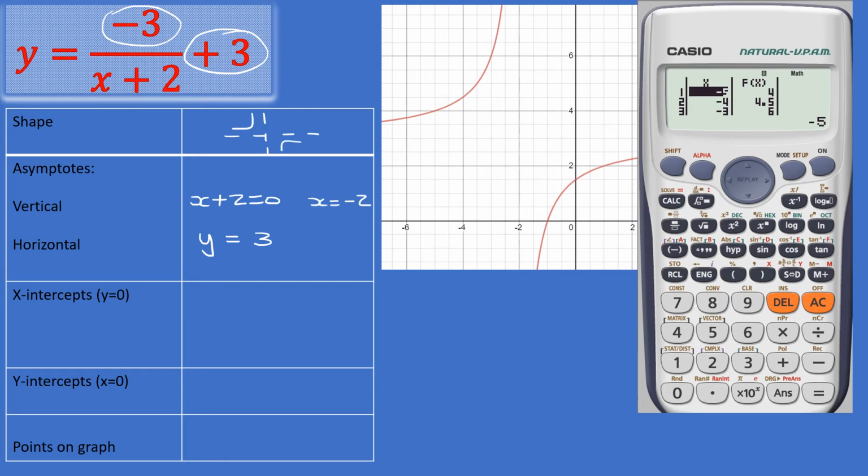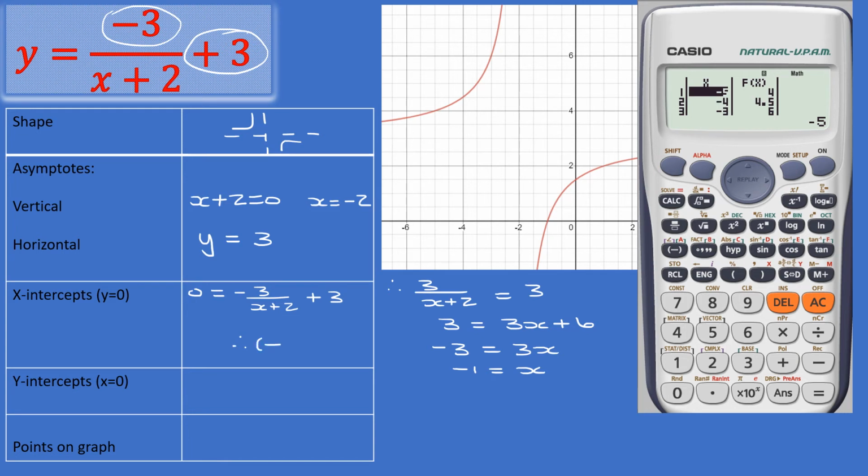X-intercepts, make y 0, so 0 equals negative 3 over x plus 2 plus 3. So therefore 3 over x plus 2 equals positive 3. LCD is x plus 2. So 3 equals 3 times x plus 2 is 3x plus 6. 3 minus 6 is negative 3 equals 3x. So x is negative 1. We can write it as a coordinate. So negative 1 and 0.